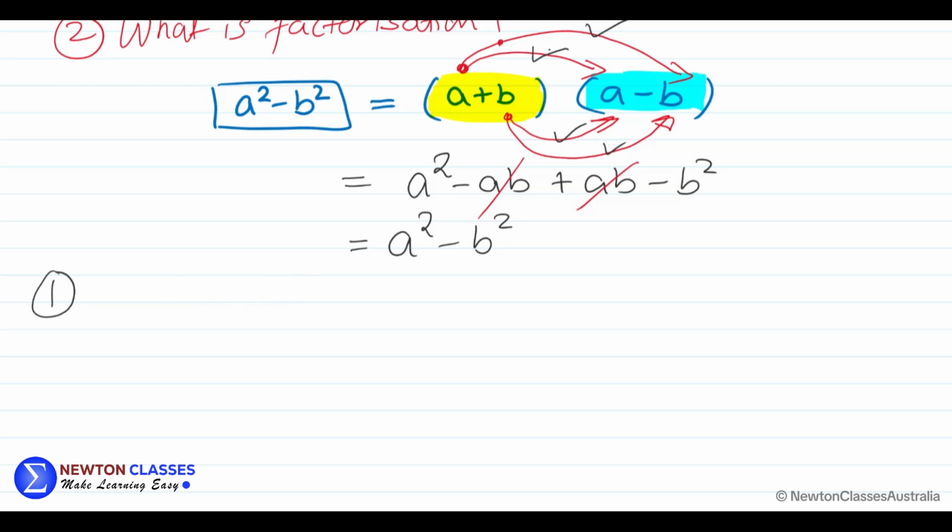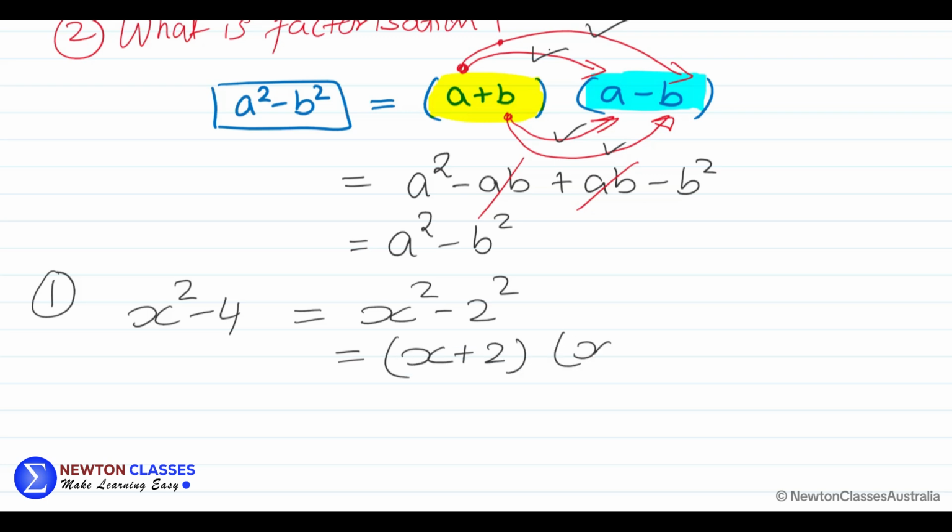So let us come to type 1, where very simple numbers are given and we are trying to factorize using this formula. Let's say the equation given is x square minus 4. 4 is not presented as a perfect square in its current state, so we'll write x square minus 2 square. Now we can apply the formula. So what will the factors be? x plus 2 times x minus 2.